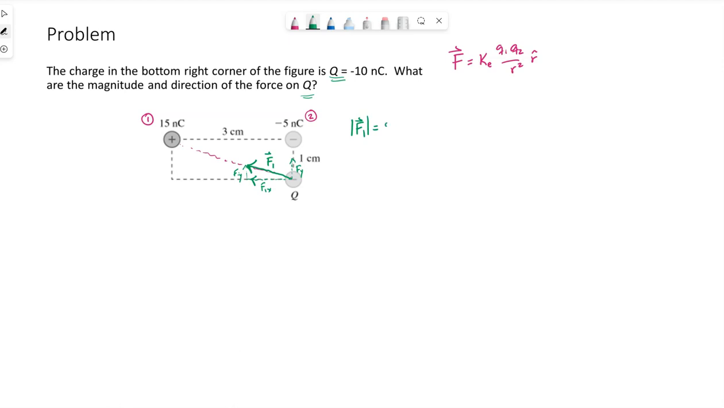we use the K, the two charges involved, which I do need to put these in coulombs, so I have to put the 10 to the negative 9 in for nano. I am only going to put in the magnitude of this charge Q, because I'm finding the magnitude of the force. Magnitudes are always absolute values, so I'm not going to put the negative sign on.